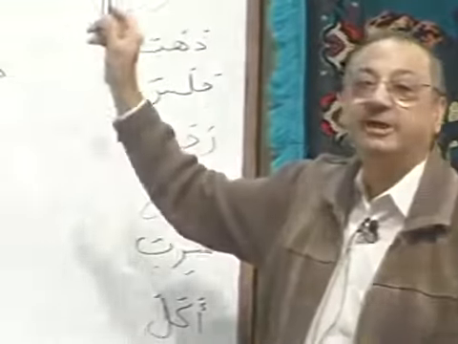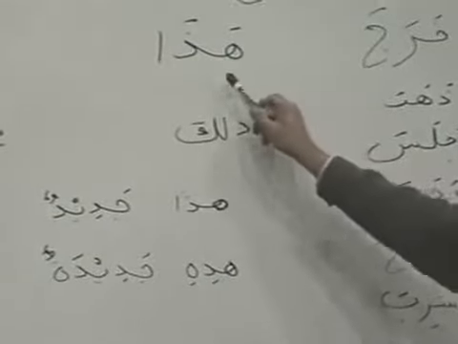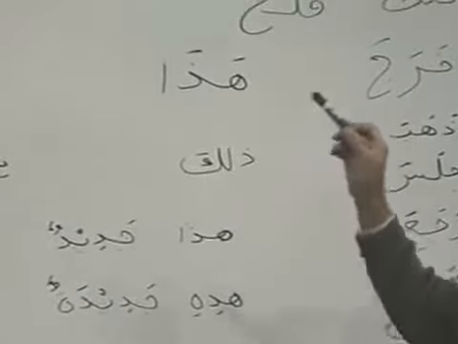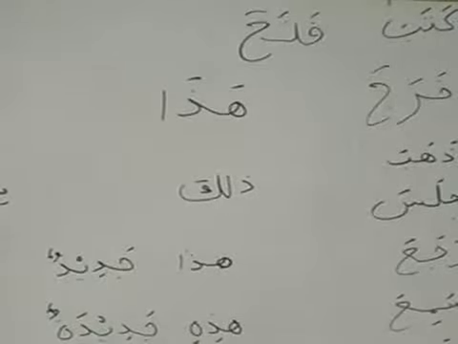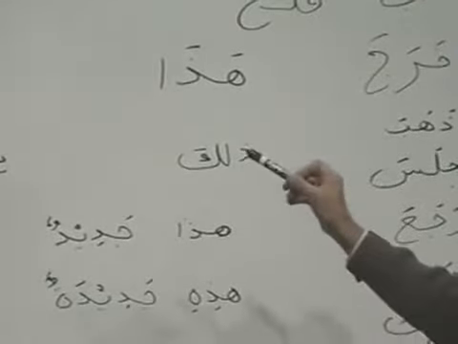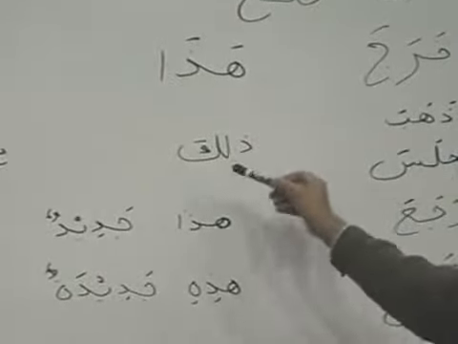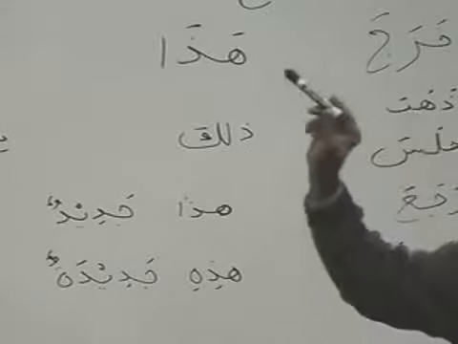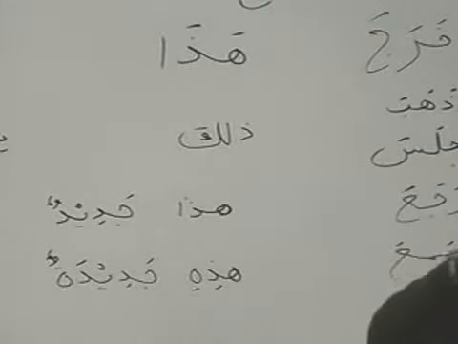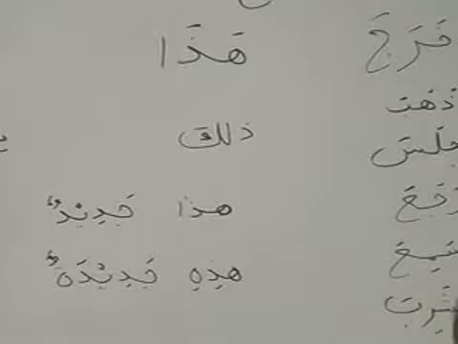Haza, what is haza? Ismu ishara. What is it? Ismu ishara haza. Ismu ishara lil kareeb, for near. What is zalika? Ismu ishara lil ba'id. It is all in the book. Inshallah you will see it.